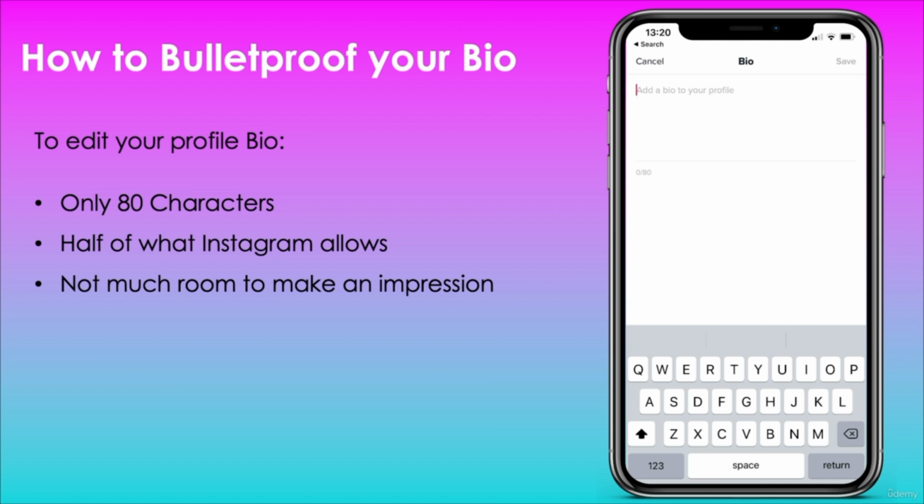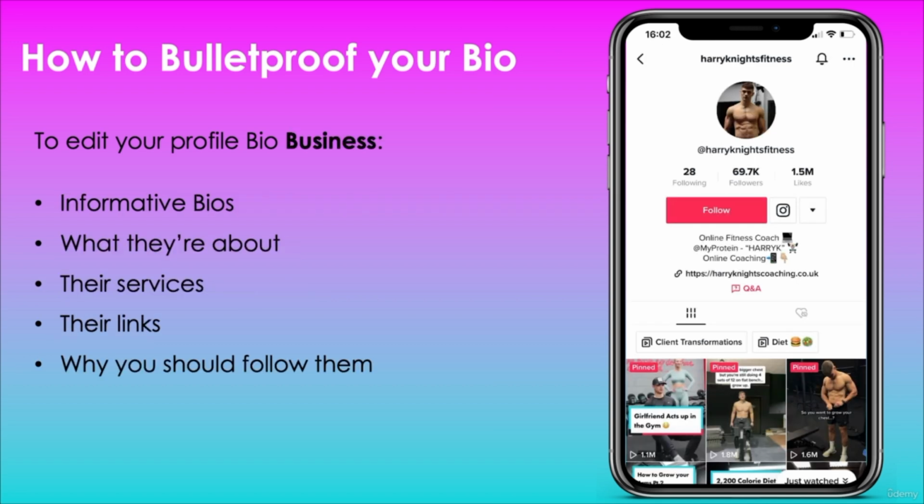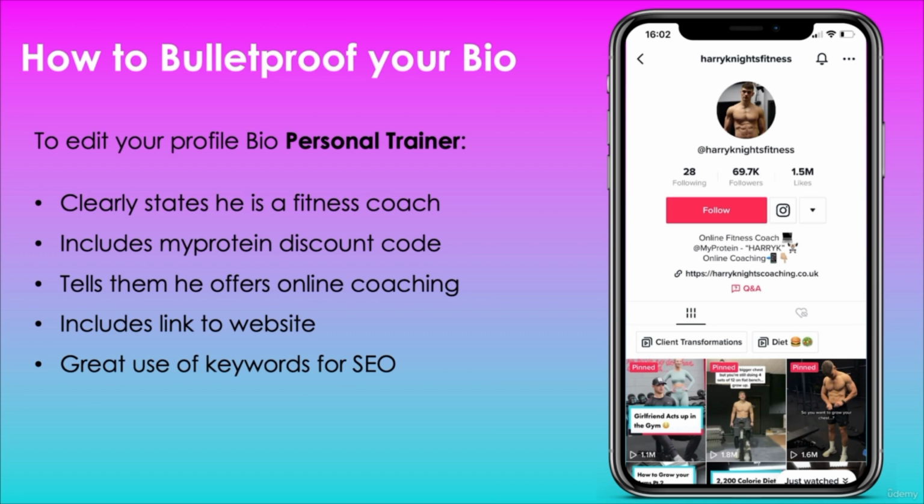So to maximize the effectiveness of your bio, most people either use it as an informative bio or an entertaining bio, or both. Typically, businesses, especially startups, will choose to have an informative bio, so they can tell visitors who they are and what they're about, and why they should follow them. For example, here is a personal trainer's bio. He clearly states he's an online fitness coach, he offers his My Protein discount code, and he entices people to click on his online coaching link. This is a great example of an effective informative bio for a business. Great use of the online coaching keywords and a creative call to action using emojis.